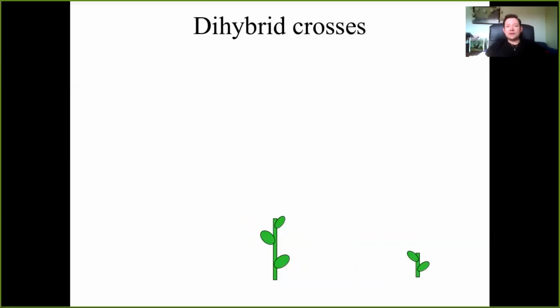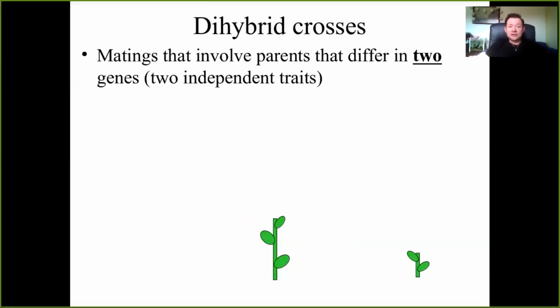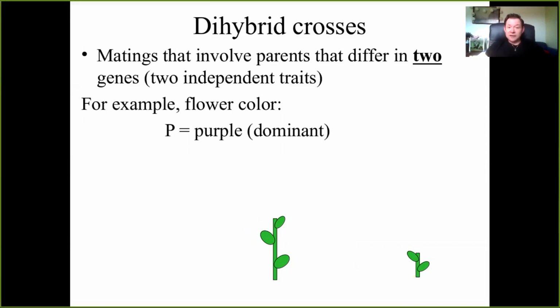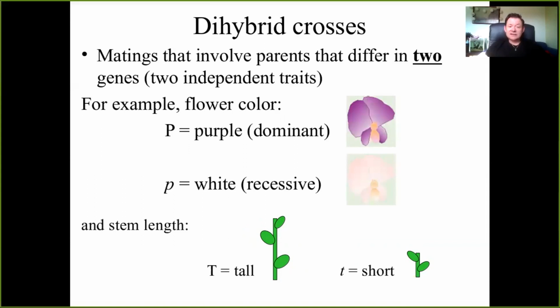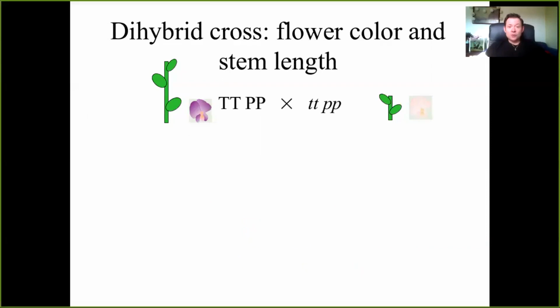Let's talk about dihybrid crosses now. Matings would involve parents that differ in 2 genes, 2 independent traits. We've been working with monohybrid crosses at the moment, for example, height. Dihybrid is 2 traits. So for example, flower color, big P dominant, little p recessive, and stem length, big T for tall, little t for short. So now we're crossing these traits and we end up with 2 big T's, 2 big P's against 2 little t's, 2 little p's.